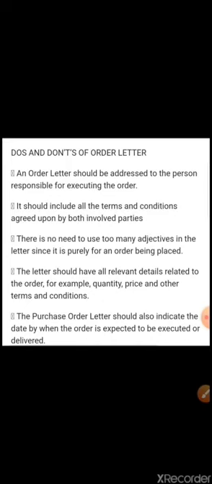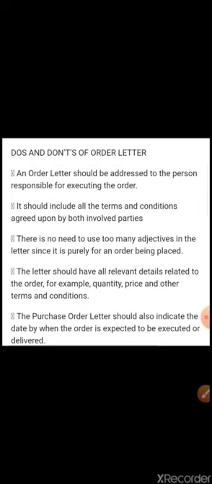An order letter should be addressed to the person responsible for executing the order. As I have told you, it should be written to that person who is responsible for that. We cannot write to any random person. We should write to the manager or the superintendent, whoever is the responsible person. We should write the letter to that person.